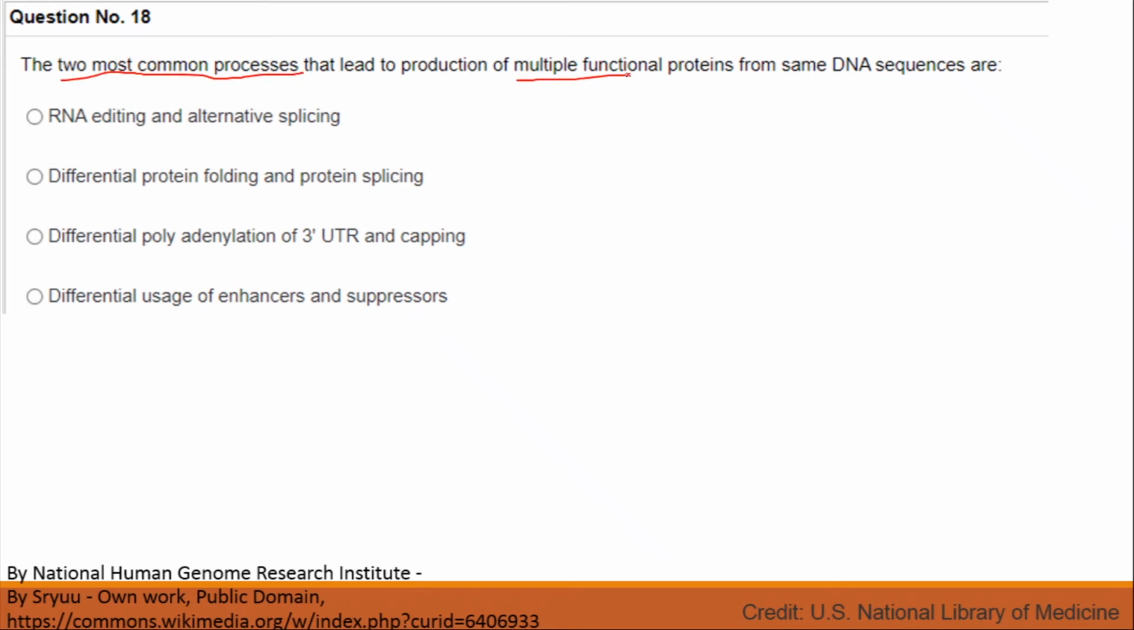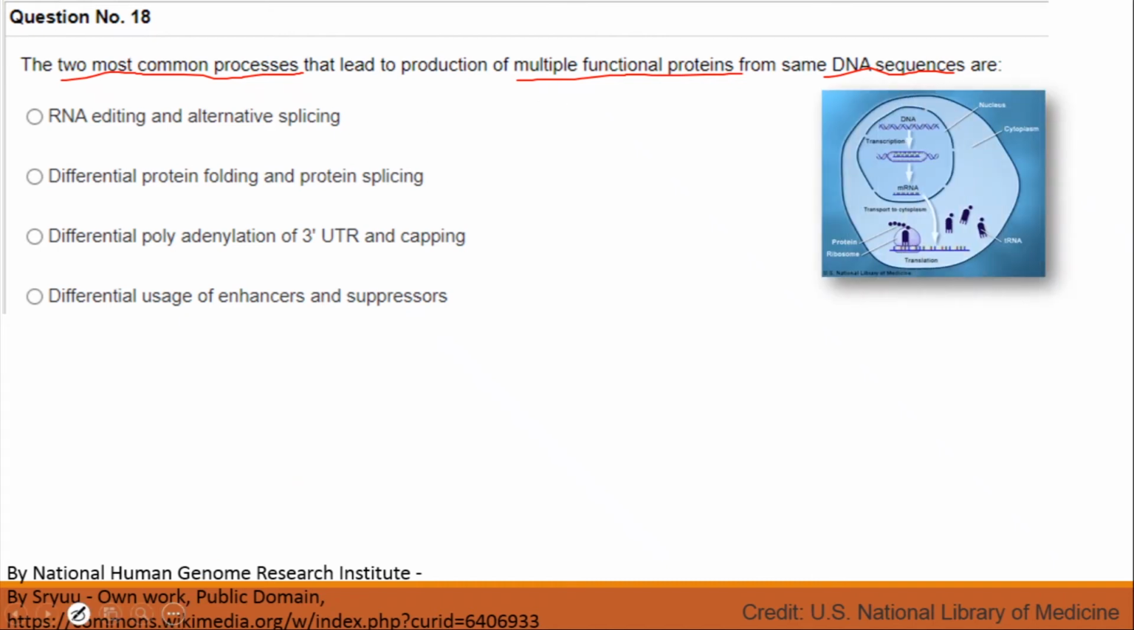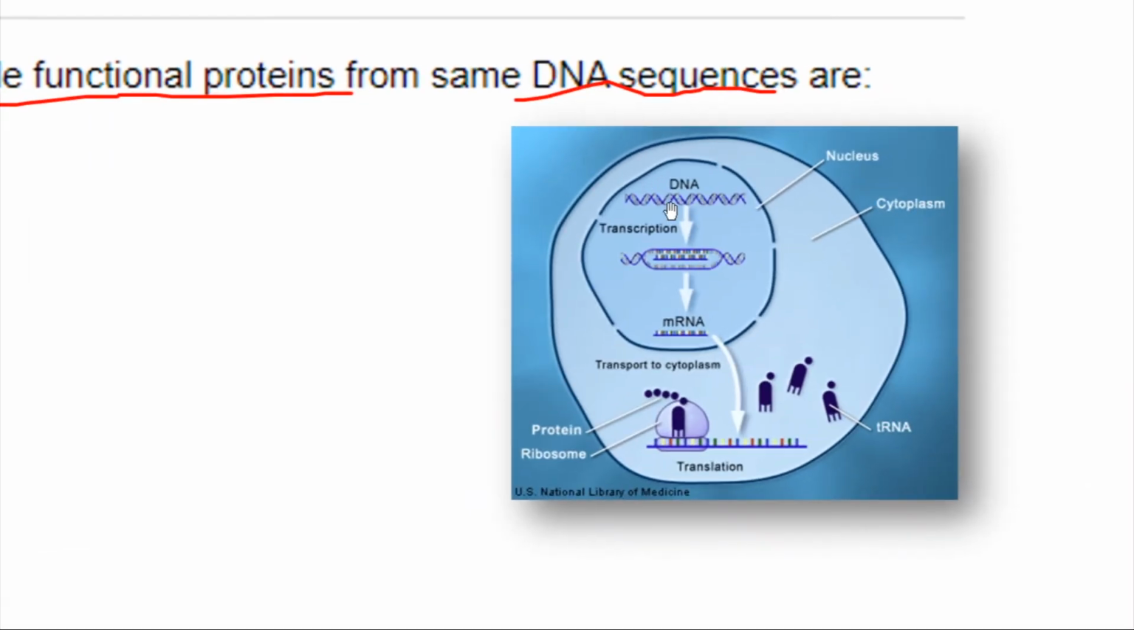Question number 18. The two most common processes that lead to the production of multiple functional proteins from the same DNA sequence are... Let me first make you understand gene expression. As we know, genes present in DNA contain the information needed to make functional molecules called proteins. The journey of a gene to a protein is very complex and tightly regulated. It consists of two major steps: transcription and translation.